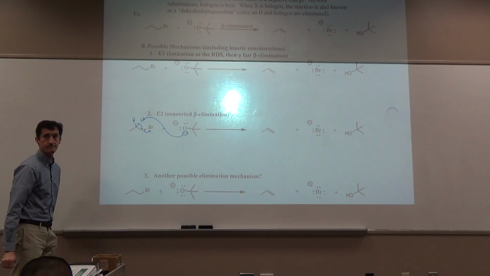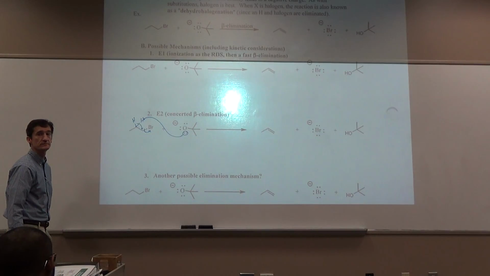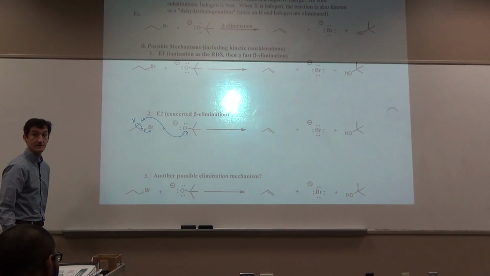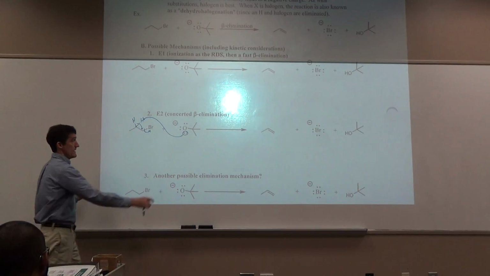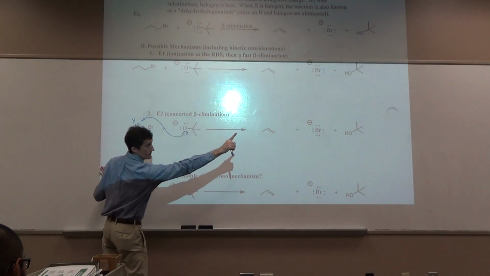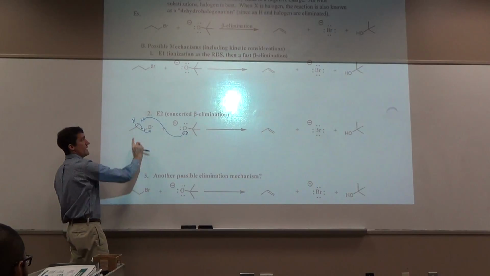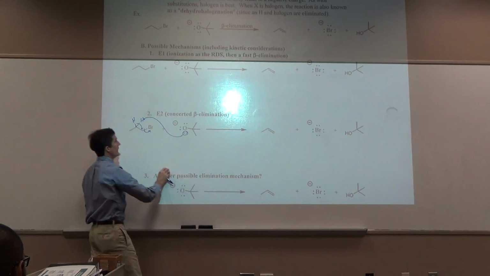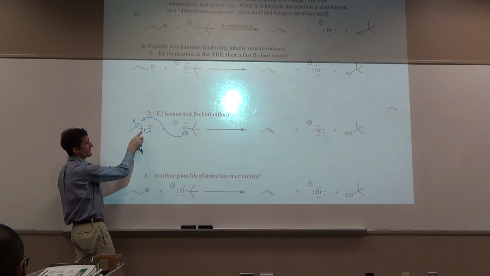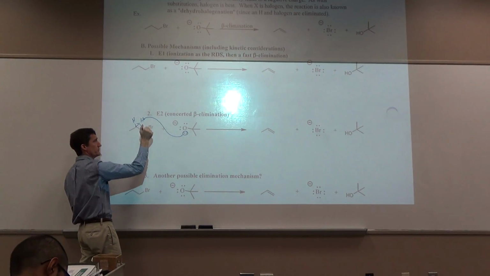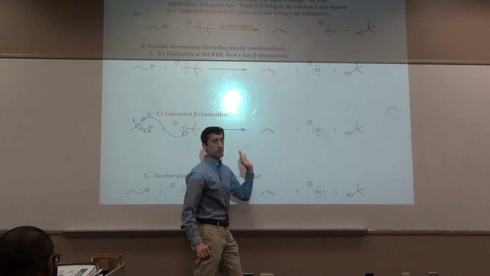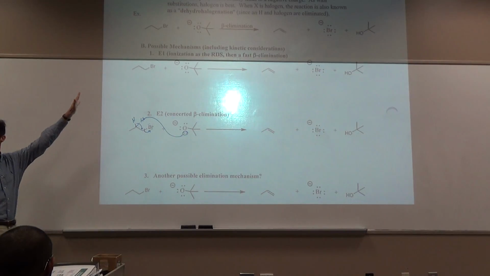What would that give? Base takes the H. On the end, base has the H. These electrons fall in to make a pi bond. And that carbon can't just make another bond. Something has to leave. Well, the leaving group leaves, and the electrons move on to the bromine. And we produce this. So, is this the same mechanism as we showed above?